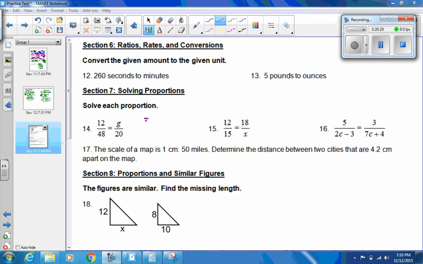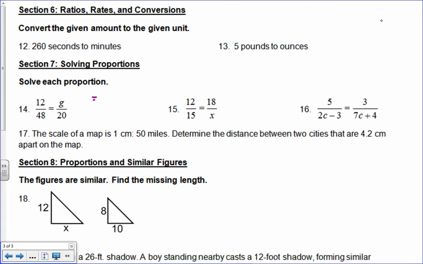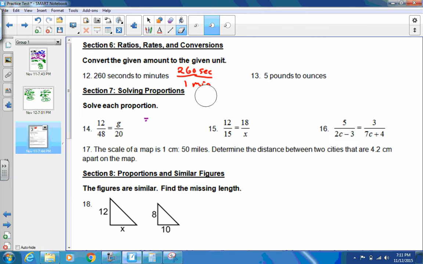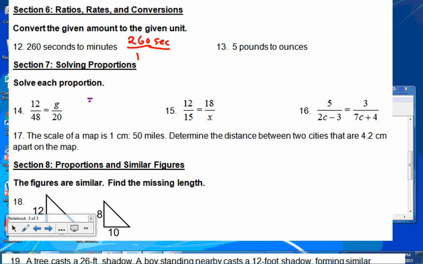All right, so on page 2, section 6 is about rates, ratios, and conversions. So let's take our first one, number 12, 260 seconds. We want to change it to minutes. So let's make this as a fraction, 260 seconds over 1. And we're going to change that to minutes. So we're going to use the conversion with minutes on the top.